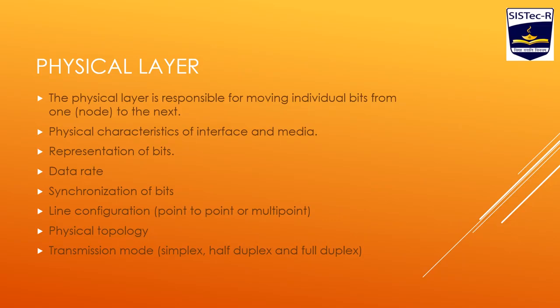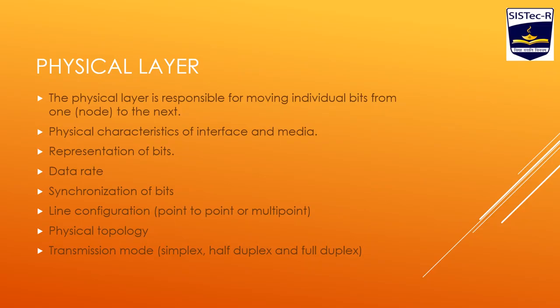First one is physical characteristics of interface and media. Interface and media means which type of device or transmission media it will use to transmit those bits from client to server. So transmission media, you can say, whether coaxial cable, whether twisted pair, which type of cable, which type of medium it will use to transmit those bits from one node to another node.